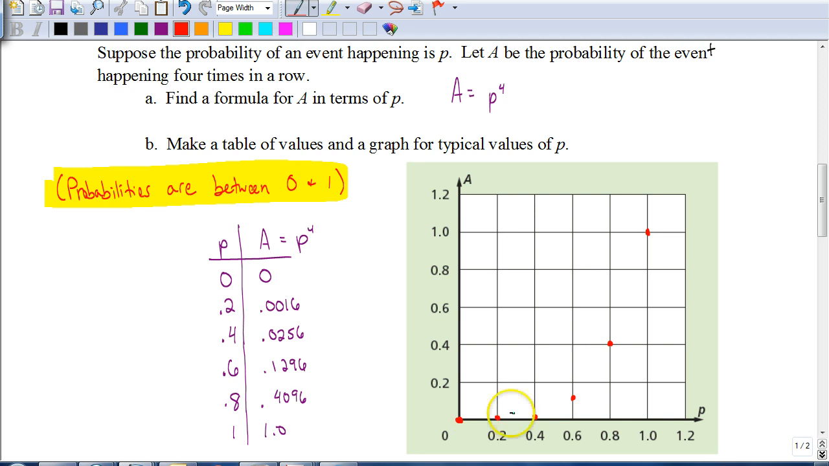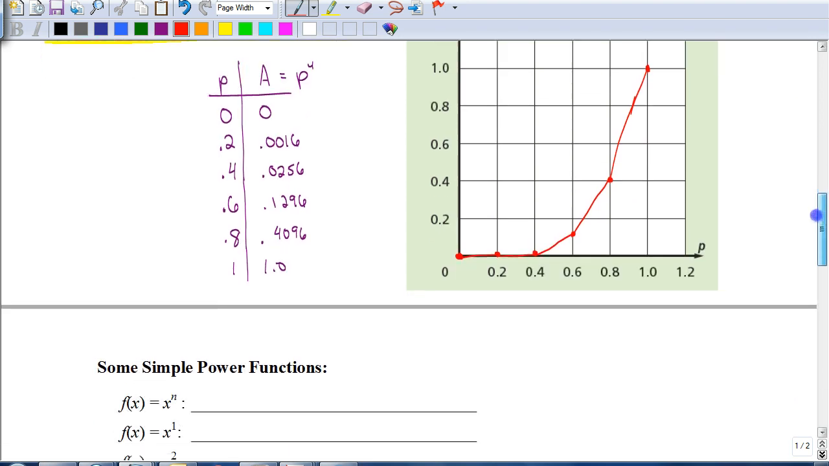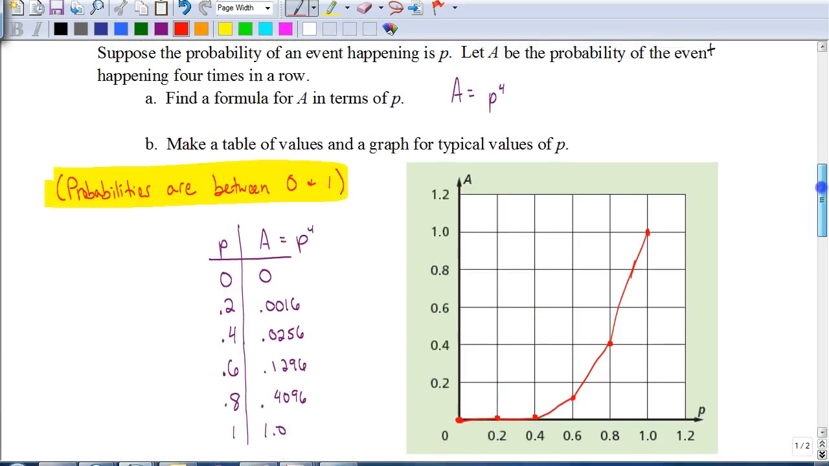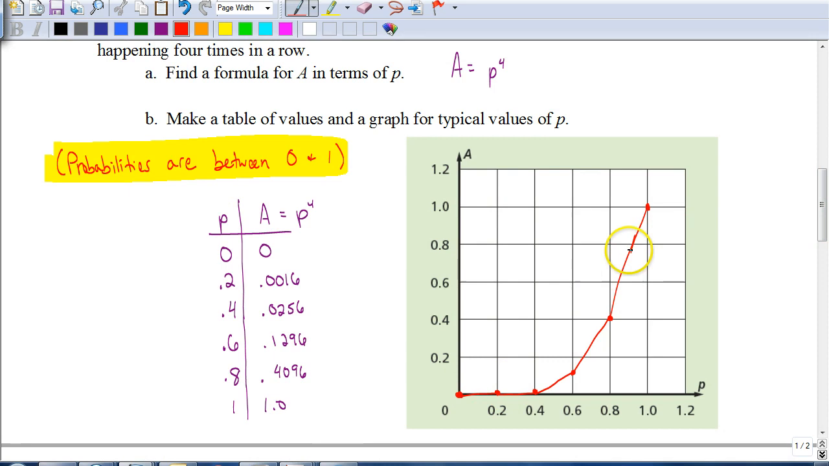It is possible to have percentages between 0 and 0.2. I would say 0 and 20%, I should say. So we would connect them, and this is what your graph would look like. It's important to recognize, and we're going to talk more about exponential growth, that that's what this is representing here.